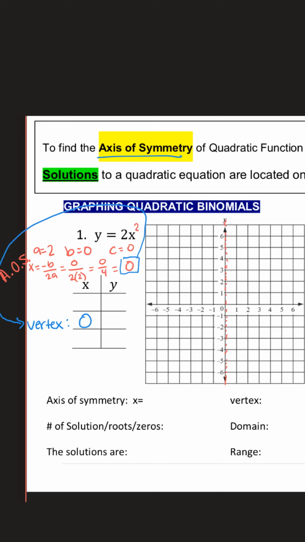Okay, so then to find the y-coordinate, we just substitute. So I'll have 2 times 0 squared. Well, 0 times 0 is 0, times 2 is 0. So my vertex is 0, 0, which your vertex should always, always, always fall on your axis of symmetry. So I'm going to put a nice blue dot at 0, 0, and that's my vertex.